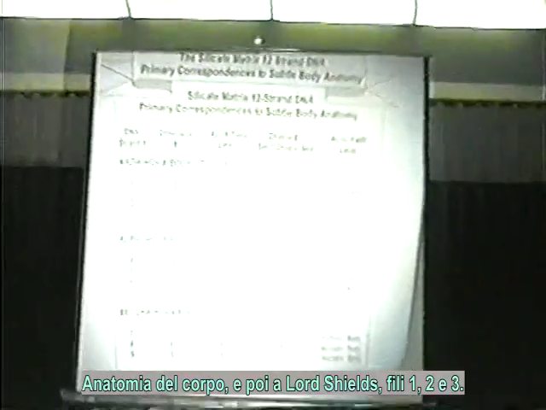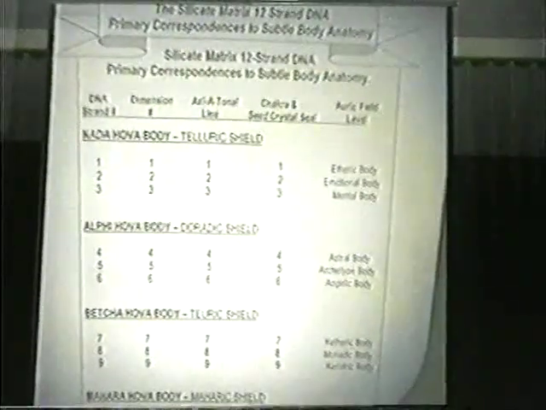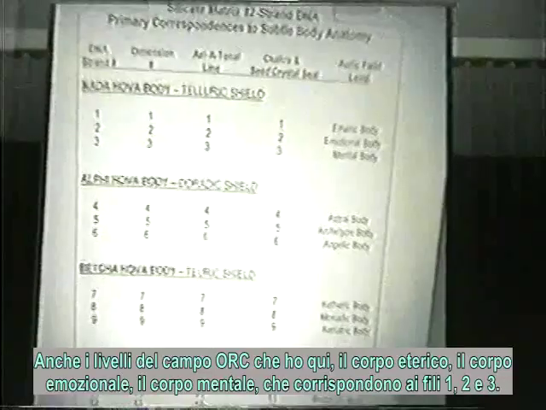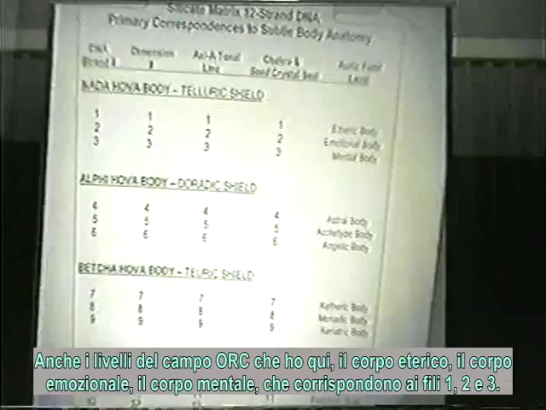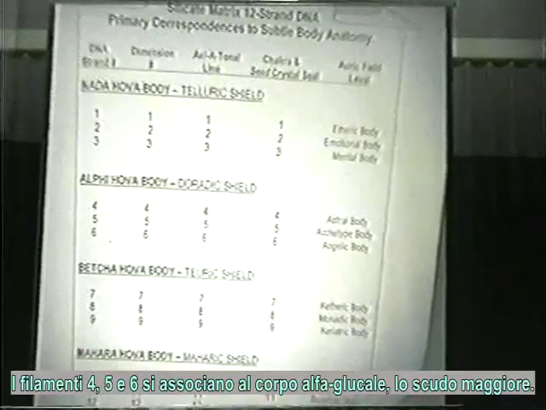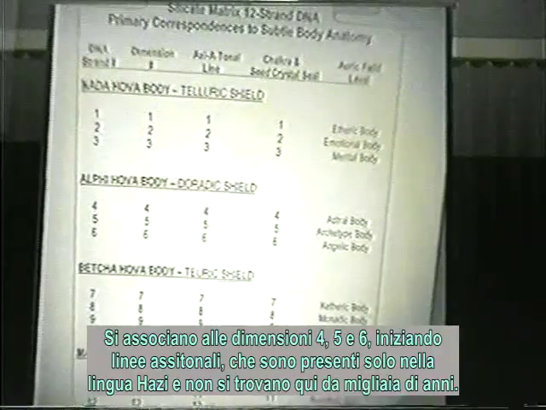Okay, yeah, correspondences to the 12-strand DNA matrix. The Nada Huba body had it in the telluric shield, strands 1, 2, and 3. The auric field levels I have on here too: the etheric body, the emotional body, and the mental body. That goes with strands 1, 2, and 3. Strands 4, 5, and 6 go with the Alpha Huba body, the Doritic shield. They go with dimensions 4, 5, and 6.